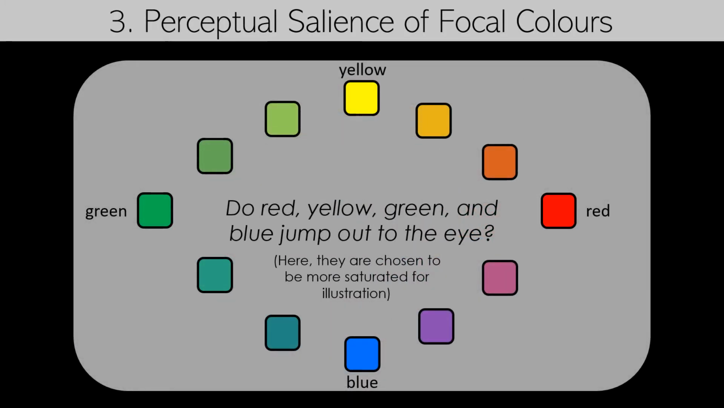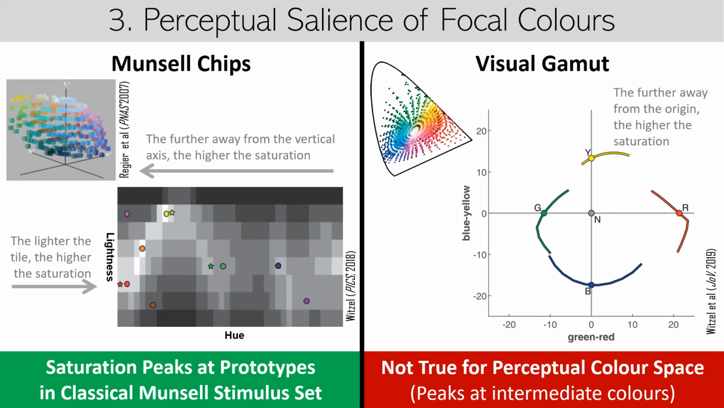Perceptual salience basically means that certain colors jump out to the eye. To illustrate that, I tried to produce that effect by making the typical red, yellow, green, and blue much more saturated and colorful than the other tiles. Such peaks of saturation for prototypes exist in Munsell color chips. Munsell color chips are the stimulus set used in almost all classical studies on color categories.